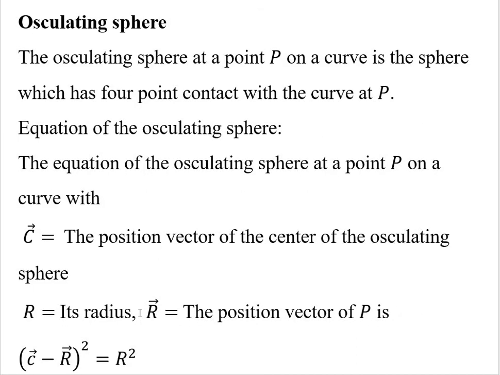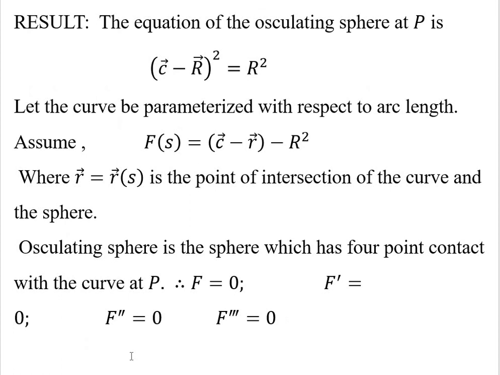And the next one is the oscillating sphere. The oscillating sphere at a point P on a curve is the sphere which has 4-point contact with the curve at P. Already we have seen what the oscillating circle is, so this comes from spherical curvature, and we call it an oscillating sphere. For the equation of the oscillating sphere at a point P on the curve, C vector is the position vector of the center of the oscillating sphere, R is the radius, and R vector is the position vector at the point P. So we may write (C vector minus R vector) whole square equal to R square. Using this, we are going to find some results.